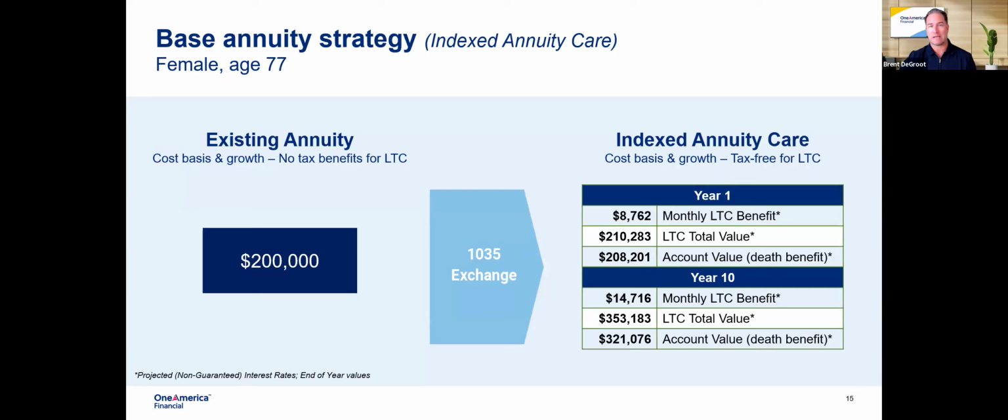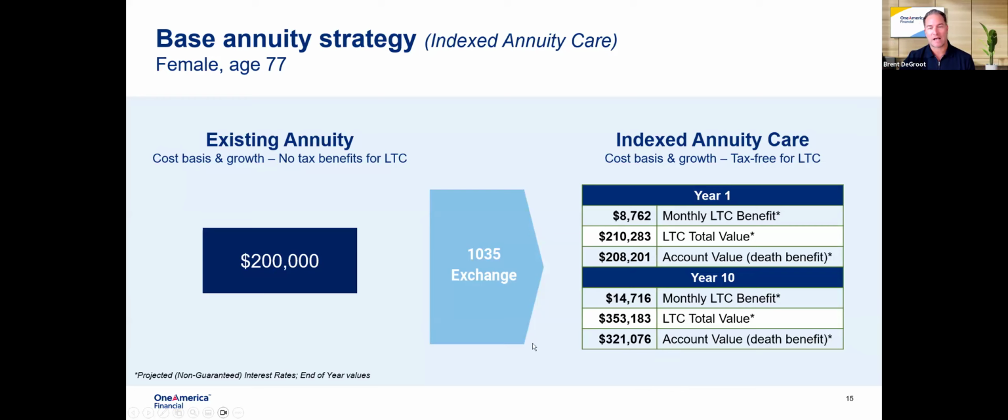So let's look at 10 years of growth. Now that $8,762 after year one has grown to $14,716 as a monthly benefit if she ever needs care. Well, what if she only needed, call it 11,000 worth of care? Well, that just stays in the pool and elongates that process of how much that money is available to her. But again, I like to focus on the growth here because look at that account value.